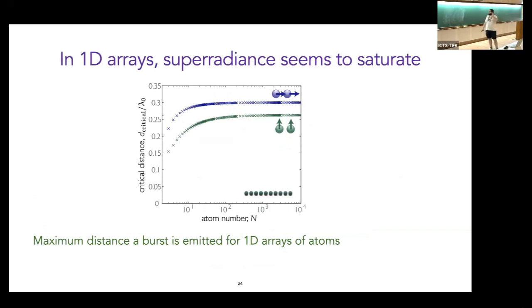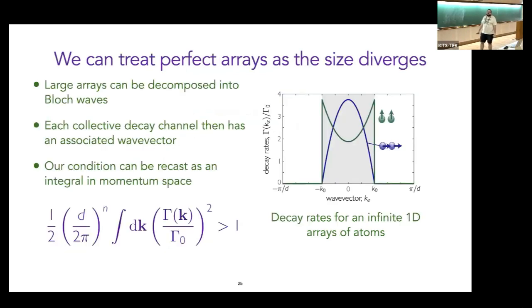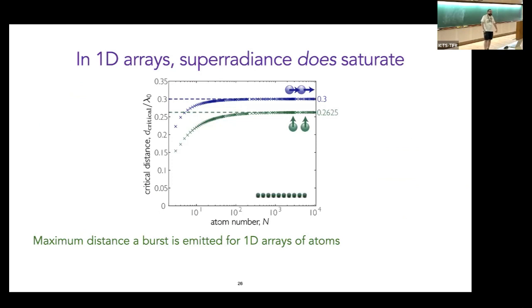So I can look at 1D arrays to start with. We can find this critical distance, this crossover point between the two behaviors. We can see it saturates as I increase the atom number to something, depending on the polarization transition, around 0.3 of the wavelength. But because these are ordered systems, I can also go to an infinite picture, decompose everything into Bloch waves, find this decay in terms of momenta, and then just integrate it over the Brillouin zone. Then I can find that not only does my critical distance saturate, it's saturating to exactly what the infinite array would give me. So this saturation is a true saturation.